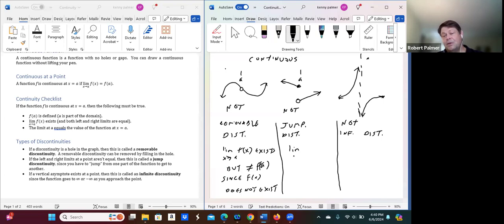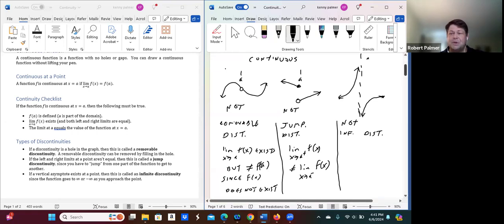Because the limit as x goes to a from the right of f of x is not equal to the limit from the left. So remember, for the limit to exist at a point, your left and right limits have to agree, have to be equal. Since those are not equal, this function is not continuous, since they go to different things, even though the function is defined. Okay.